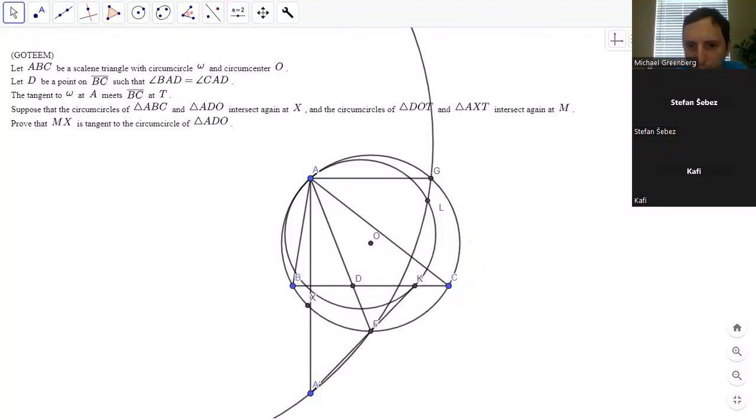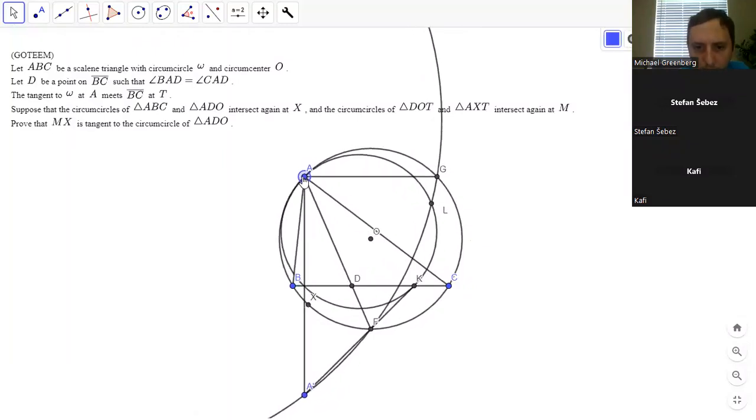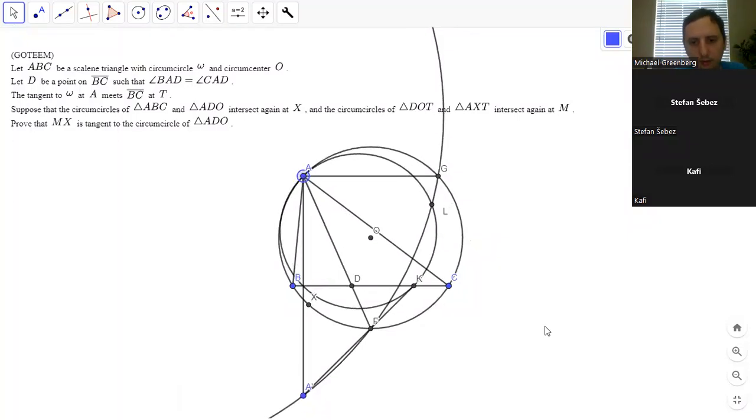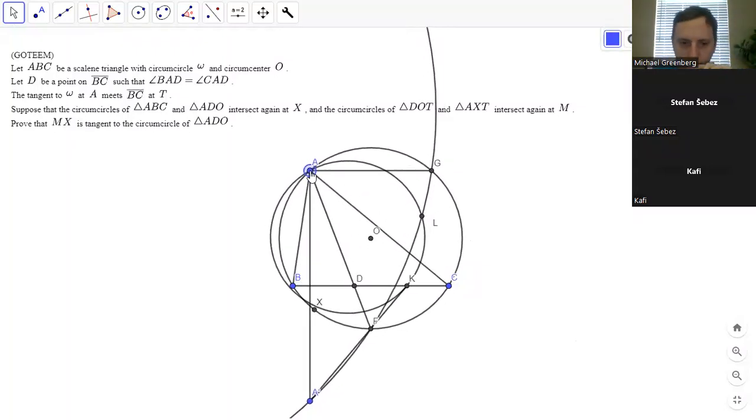So do we want to show? We want to show A prime K is tangent to AKL. Okay. Yeah, we don't need segment KL, but that makes sense. All right, so we made the problem a little bit easier.